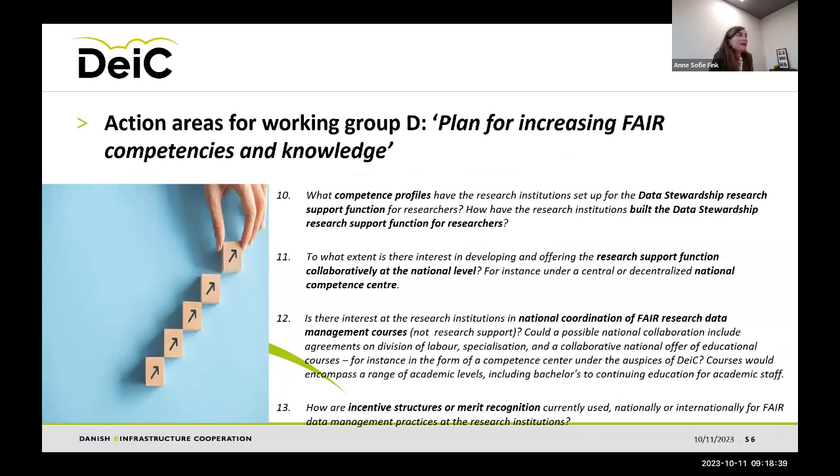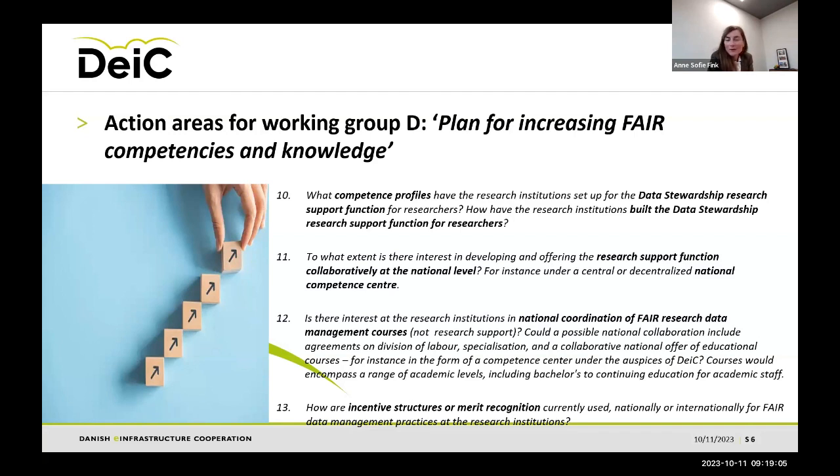Action area for Group D, plan for increasing FAIR competences and knowledge. Action area 10, what competence profiles have the research institutions set up for the data stewardship research support functions for researchers? How have the research institutions built the data stewardship research support functions for researchers?